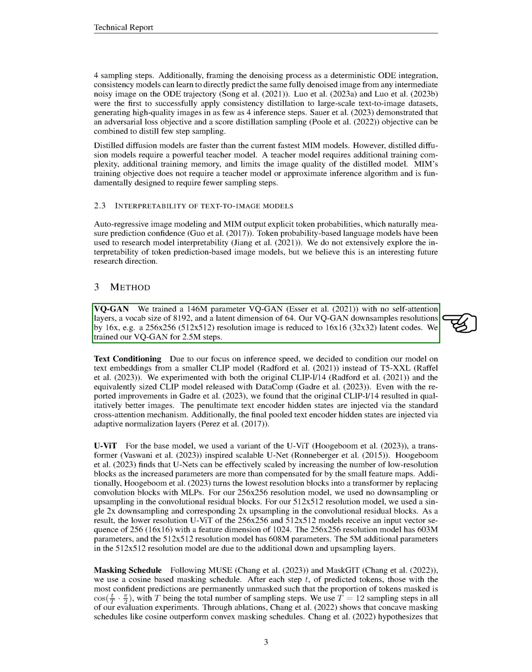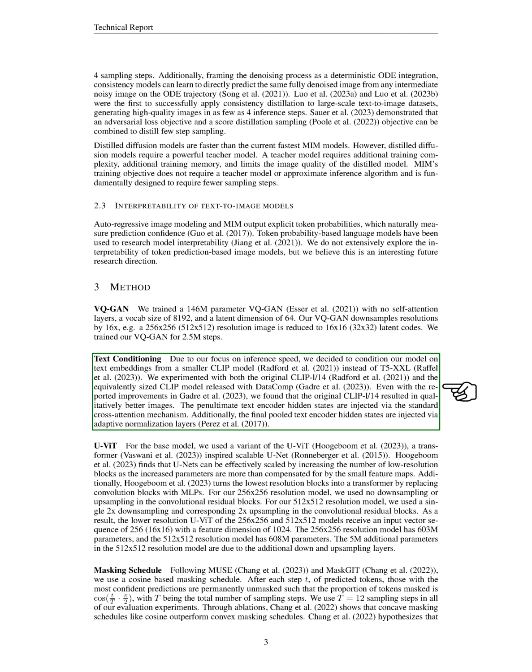This particular model has 146 million parameters, doesn't use self-attention layers, and has a vocabulary size of 8,192. It also has a latent dimension of 64, which is a measure of the complexity of the model. This model reduces image resolutions by a factor of 16. For example, an image with a resolution of 256 by 256 or 512 by 512 would be reduced to 16 by 16 or 32 by 32 latent codes respectively. We trained this model for 2.5 million steps.